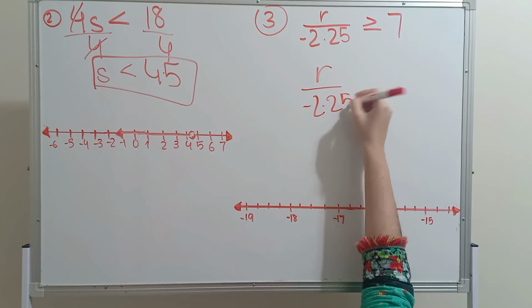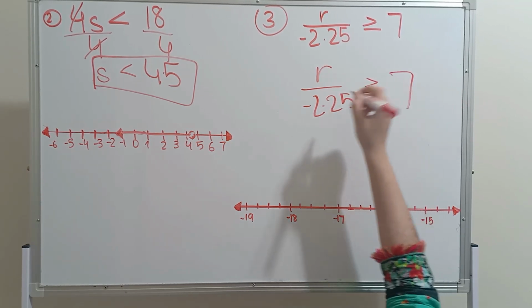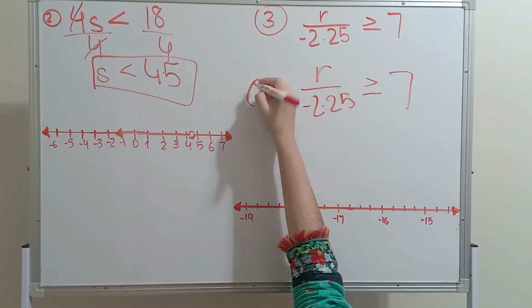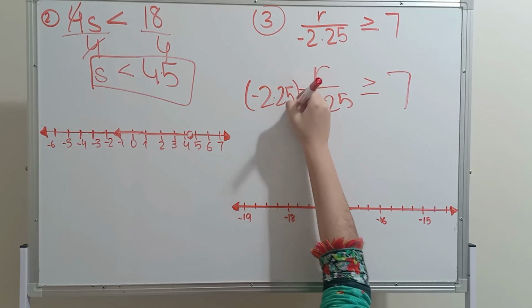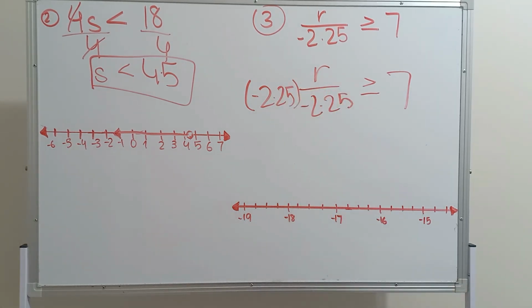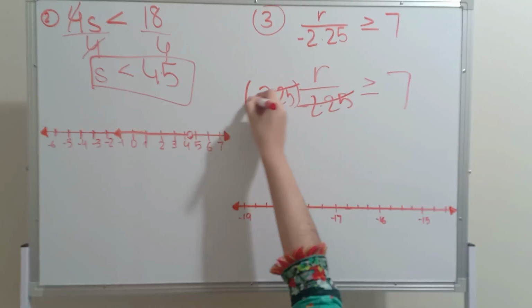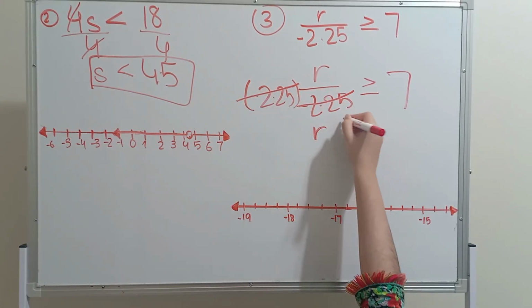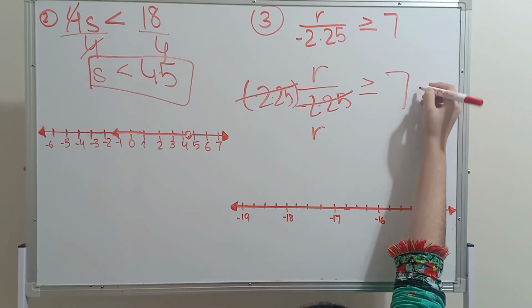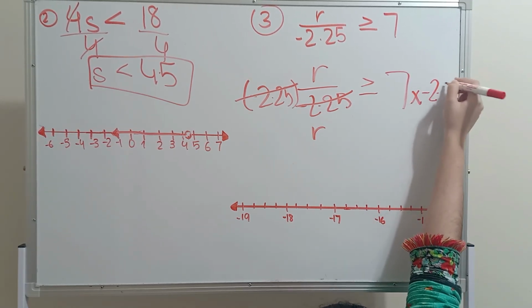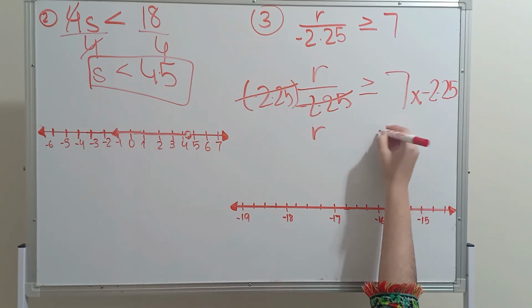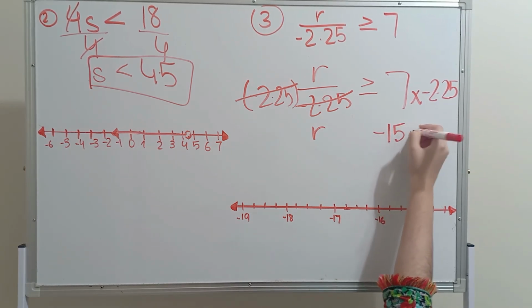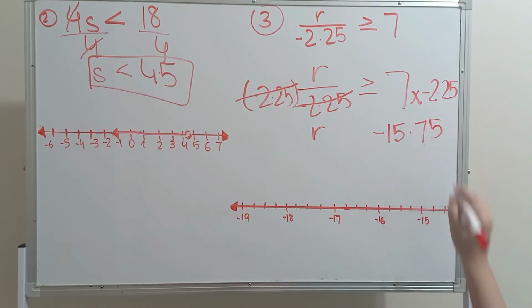So we are going to rewrite this inequality. r is greater than or equal to 7. So we are going to be multiplying r by negative 2.25. And if we multiply r by negative 2.25, these two cross off, and now we have r by itself. We have to do the same here. We are going to multiply 7 by negative 2.25. Now if we multiply 7 by negative 2.25, we will get negative 15.75.